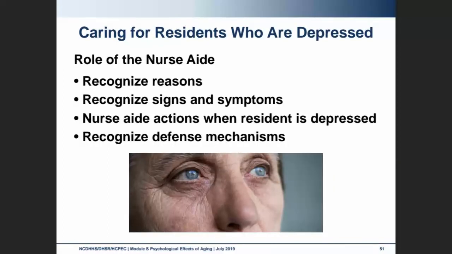So caring for the resident who is depressed. Recognize there are different reasons, obviously, for depression: a loss of independence, death of a spouse or friend, loss of job or home, decreased memory, or terminal illness. There are common signs and symptoms of depression that if you notice, you want to make sure that you're addressing and bringing up to your nurse. Changes in sleep patterns, loss of appetite and weight loss, crying, withdrawal from activities, and appearing sad.